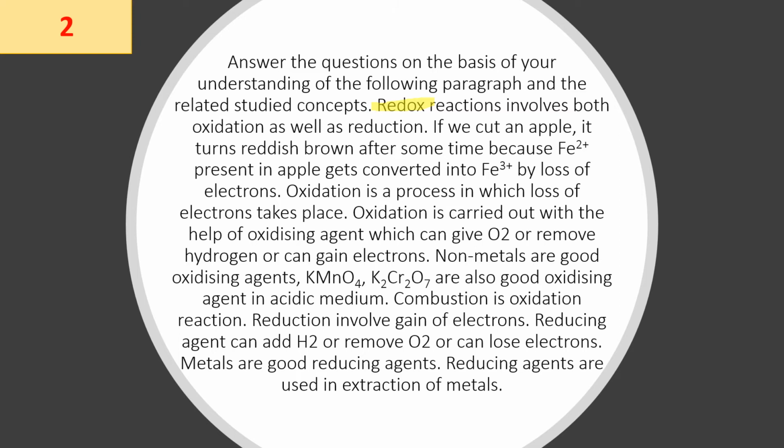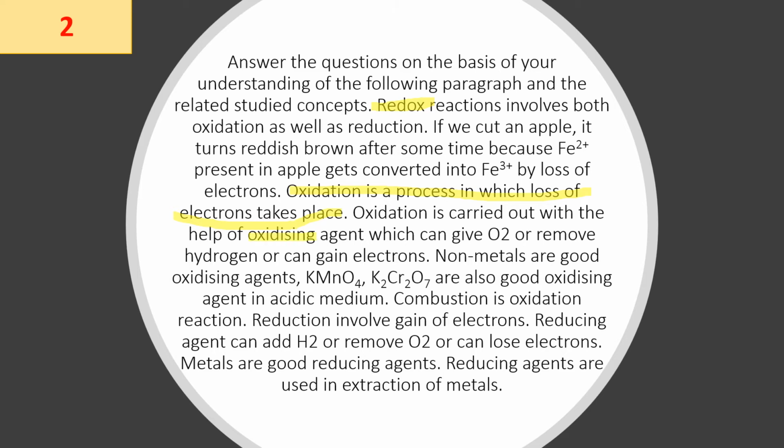So, loss of electrons means oxidation, right? Oxidation is a process in which loss of electrons takes place. Clear? Oxidation is carried out with the help of an oxidizing agent which can give O2, or remove hydrogen, or can gain electrons. So the oxidizing agent itself gets reduced. Clear?